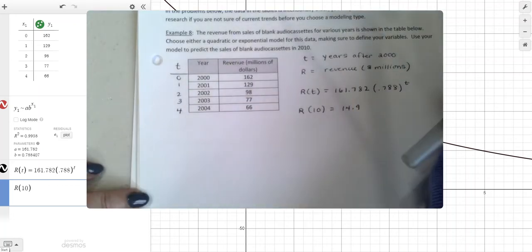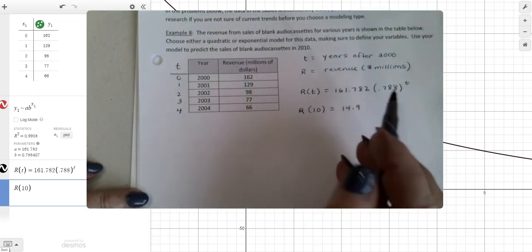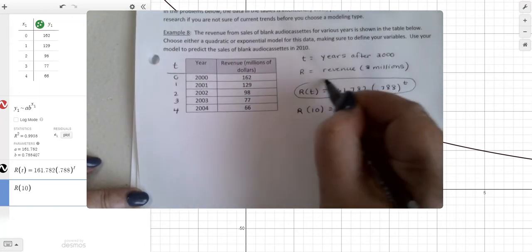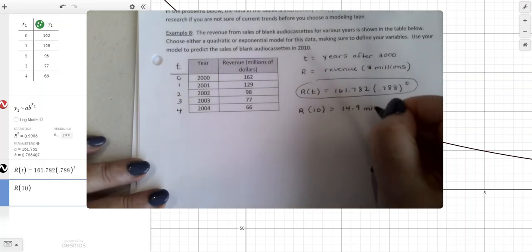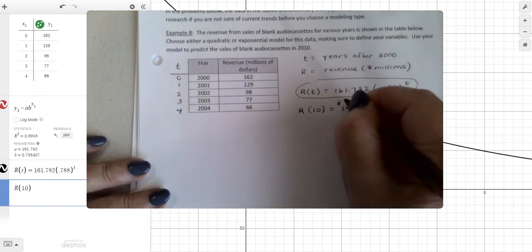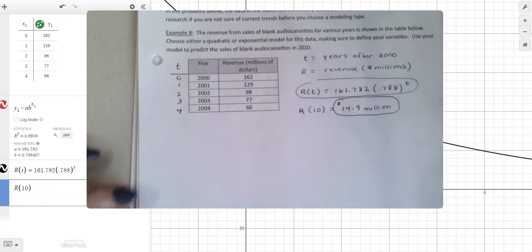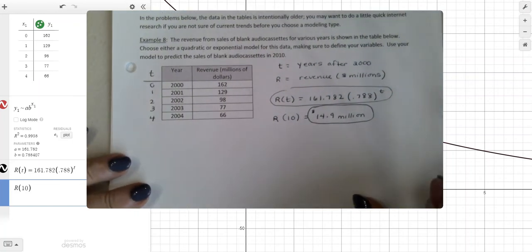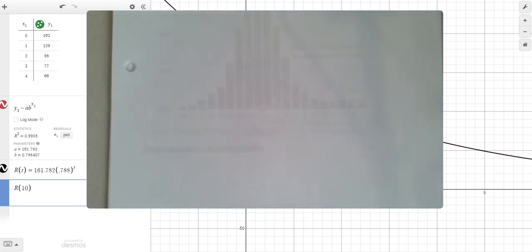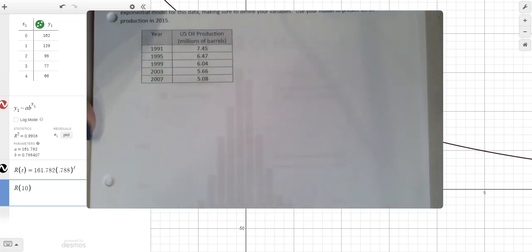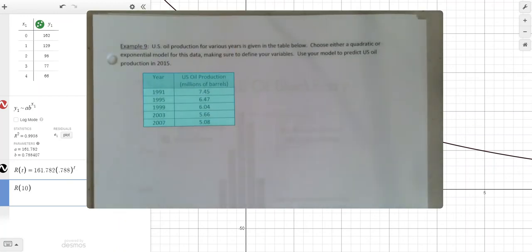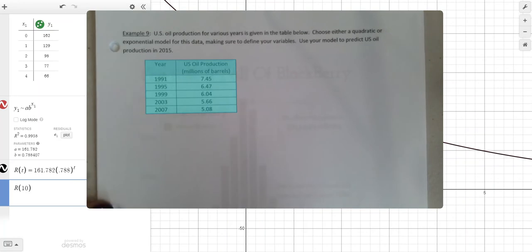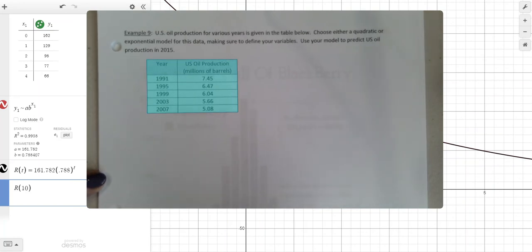So there is my function written out by hand. And there's our prediction for 2010, R(10), 14.9, that was in millions of dollars. All right, let's take a look at another one. This is U.S. oil production for various years, and we are supposed to choose either a quadratic or exponential model for this data, again, making sure that we go ahead and define our variables.